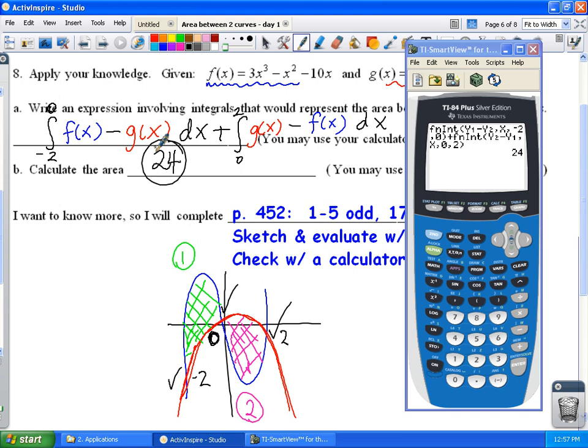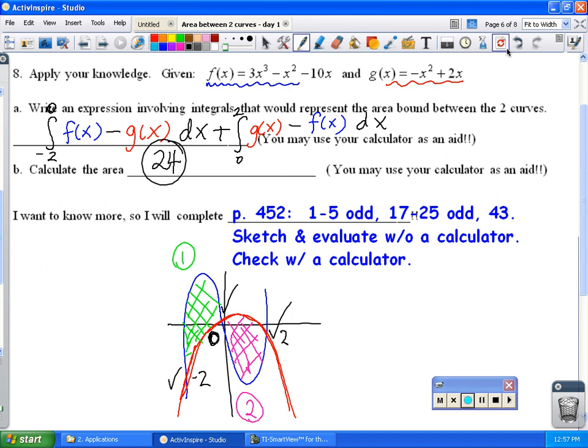Now, in your homework tonight, you can see that you're doing page 452, and you can see the problems. Now read these directions. Sketch and evaluate without a calculator. The problems that I'm assigning you, you should be able to graph without a calculator. You should be able to do the algebra. You should be able to do the integration. You should be able to do the arithmetic. When you're done, you can check them with a calculator just to get the calculator practice.